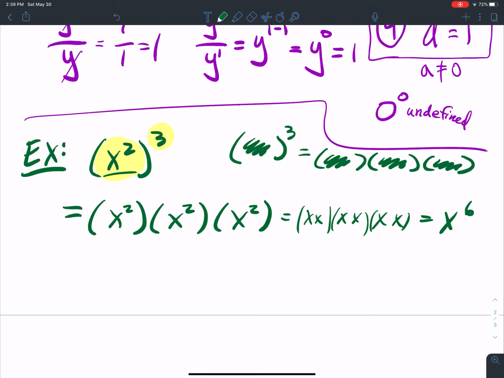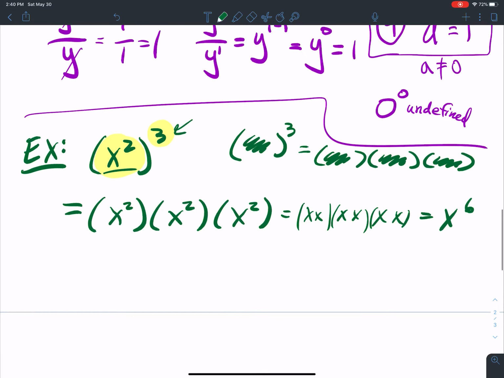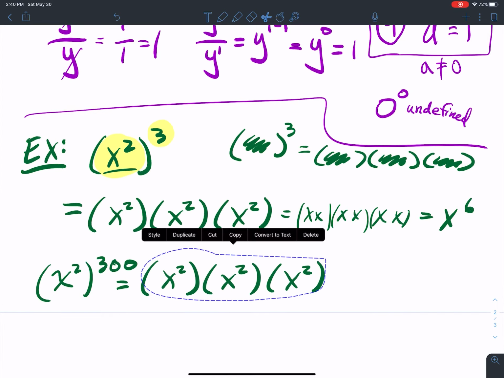Now, that's okay when this number is small, right? But what if you had like x squared and then 3 and then like 300, right? You're not going to write this out 300 times. I mean, that's a little cuckoo for Cocoa Puffs, right?